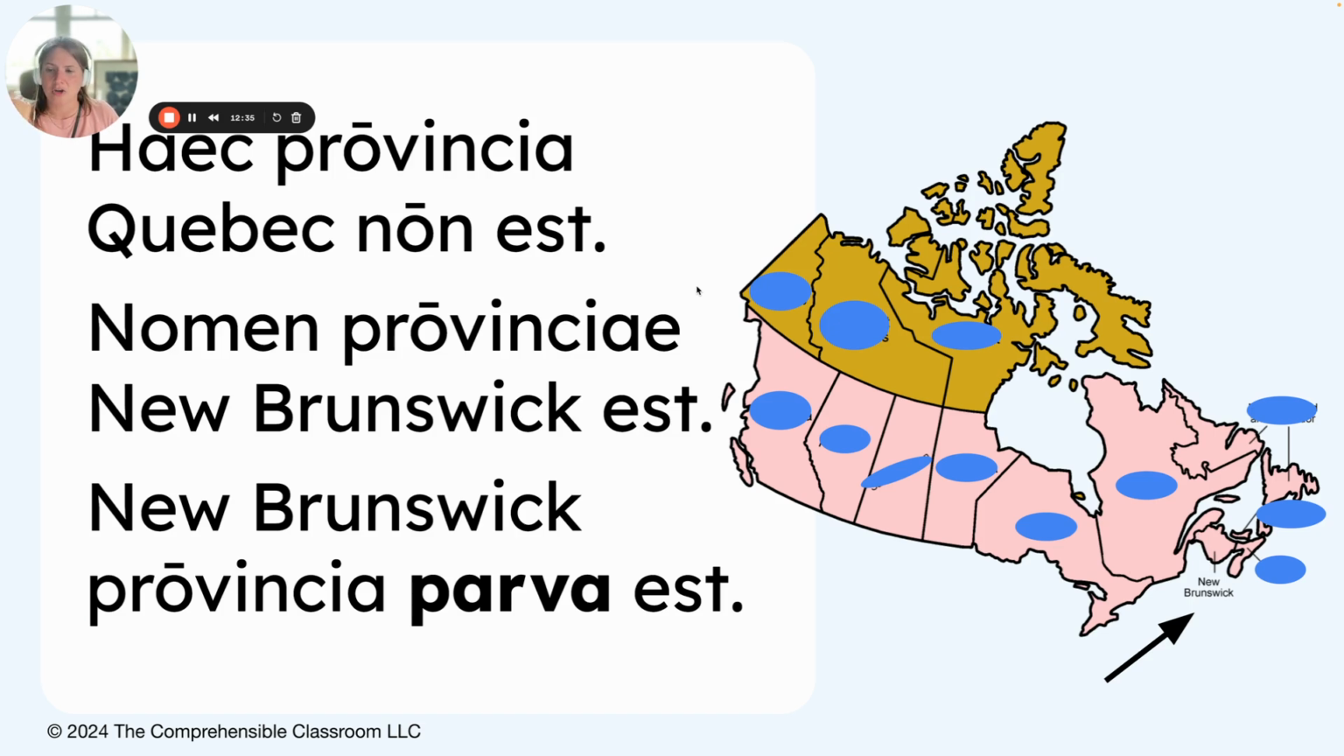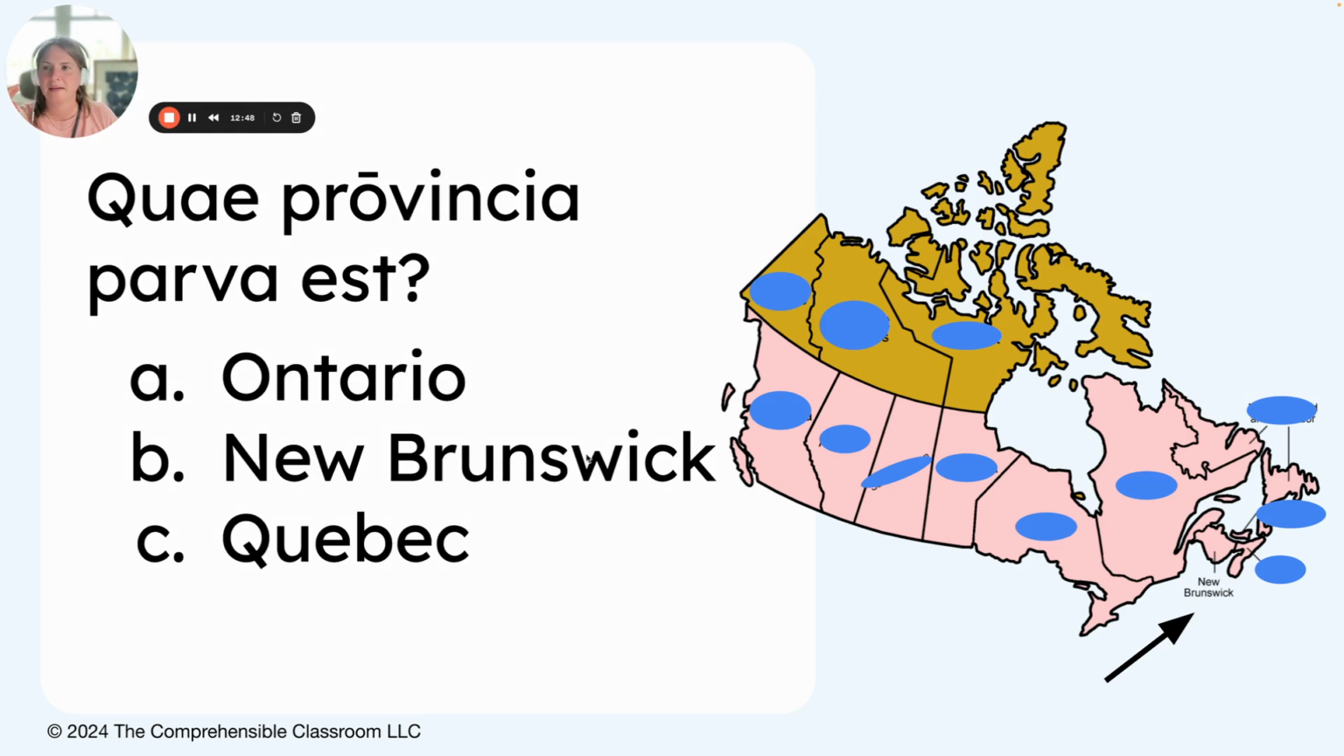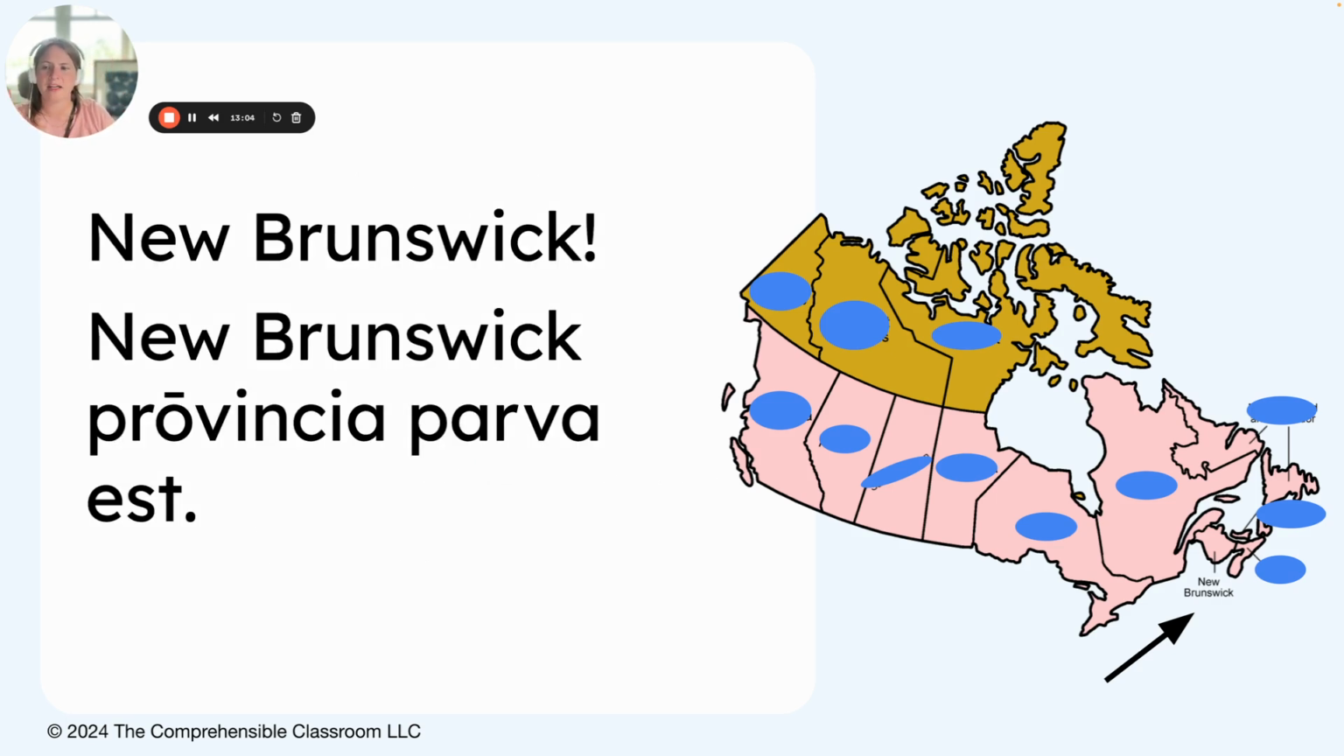Nomen provinciae New Brunswick est. New Brunswick provincia parva est. Quae provincia parva est? Ontario, New Brunswick, Quebec? New Brunswick. New Brunswick provincia parva est. Quebec provincia parva non est. Quebec magna est. Ontario provincia parva non est. New Brunswick provincia parva est.